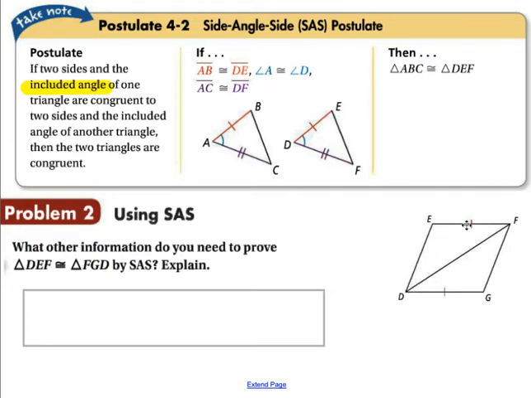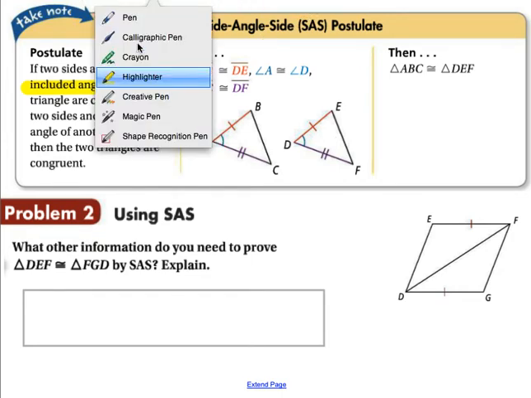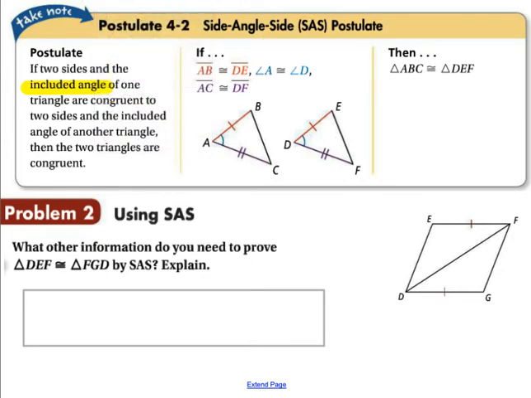Well, in the diagram, they're giving us that EF is congruent to GD, okay? And we can prove that DF is congruent to itself by reflexive, right? So that would be easy enough to write in our statement. But we need one other piece of information. And what piece of information would that be? We know this one's congruent to itself.